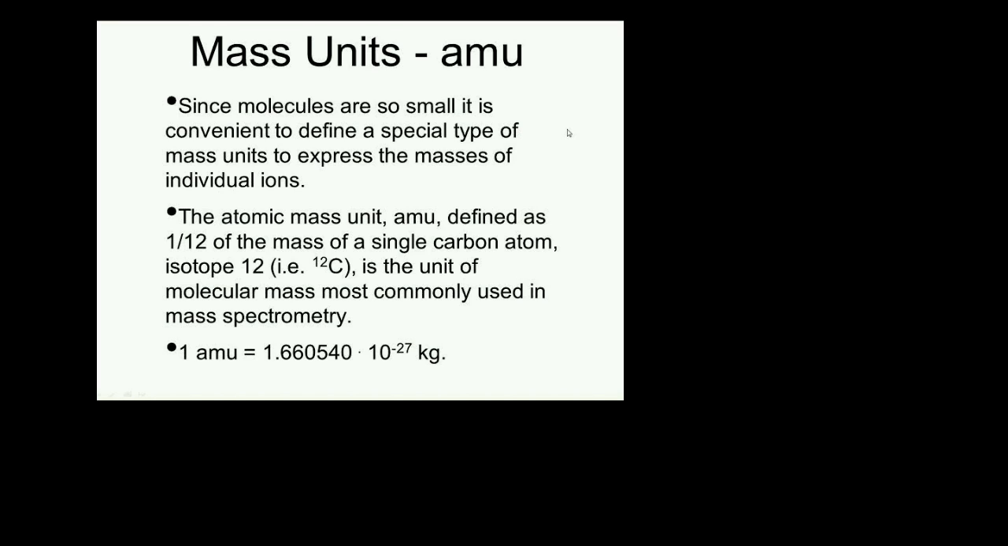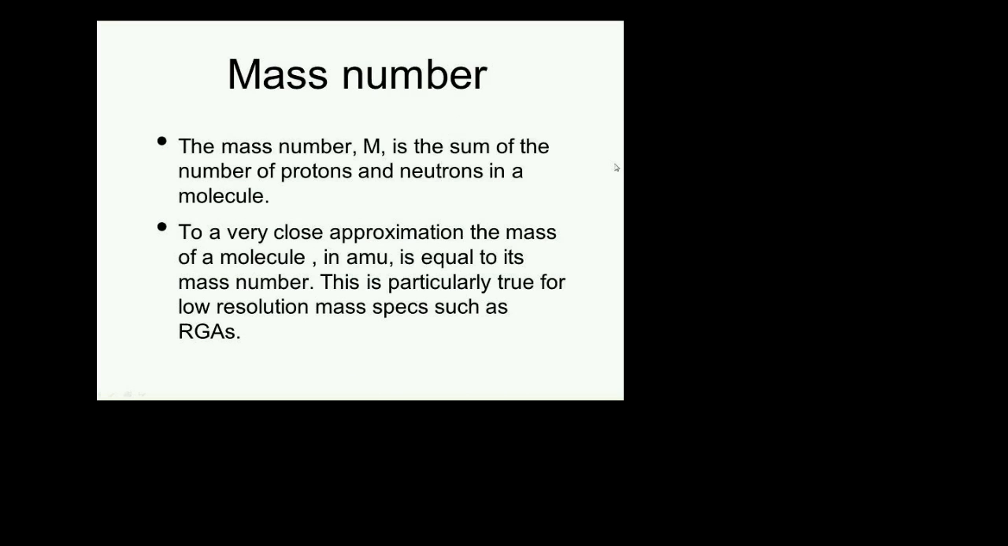What makes this unit of mass so convenient is the fact that the mass of an ion, or of an atom, agrees with the mass number, which is the sum of the number of protons and neutrons in a molecule. So to a very close approximation, the mass of a molecule in AMUs is equal to its mass number, and this is particularly true for low-resolution mass specs such as RGAs.